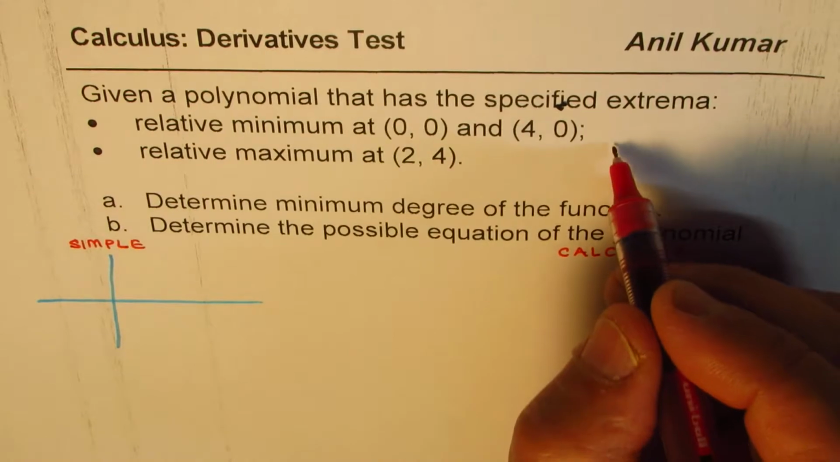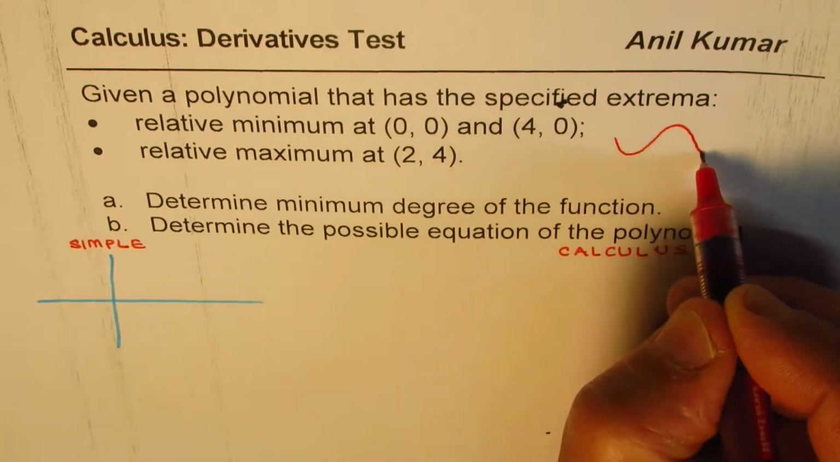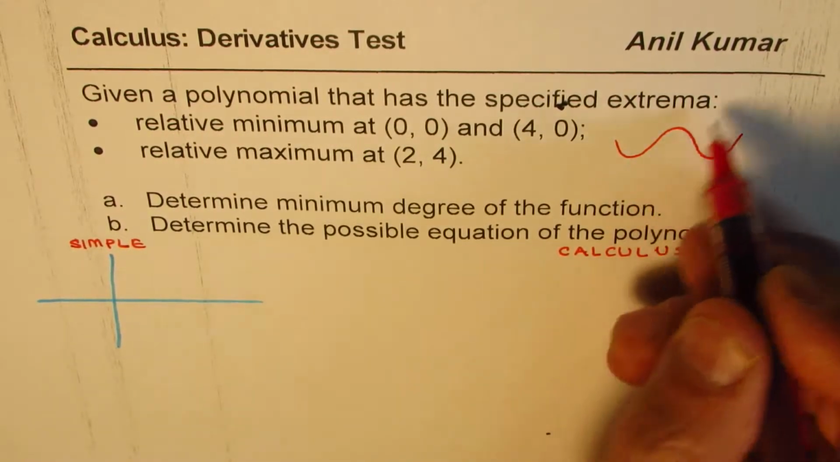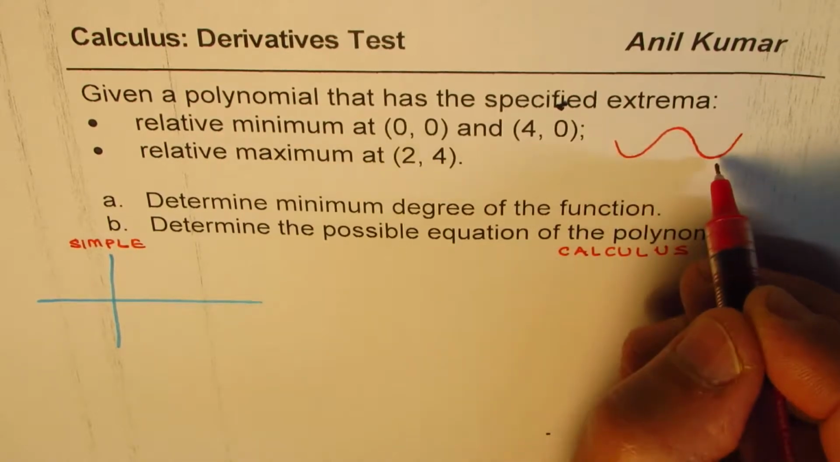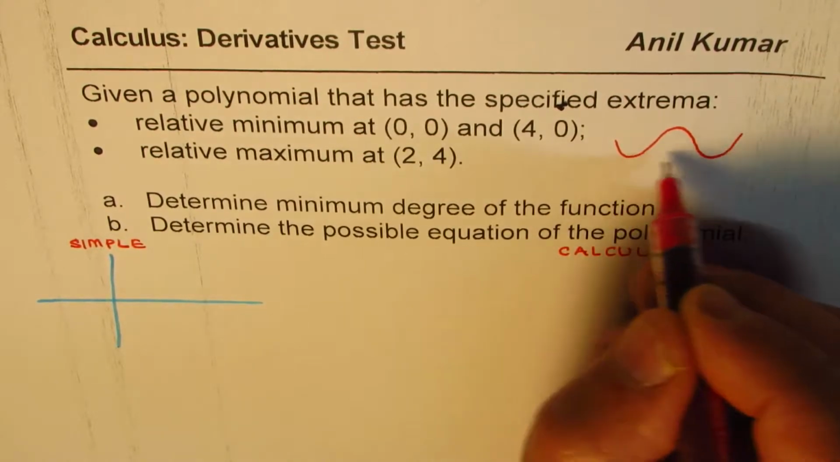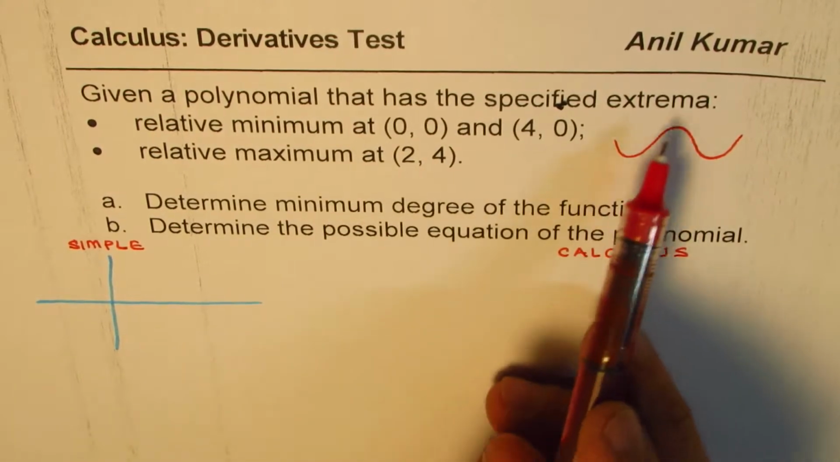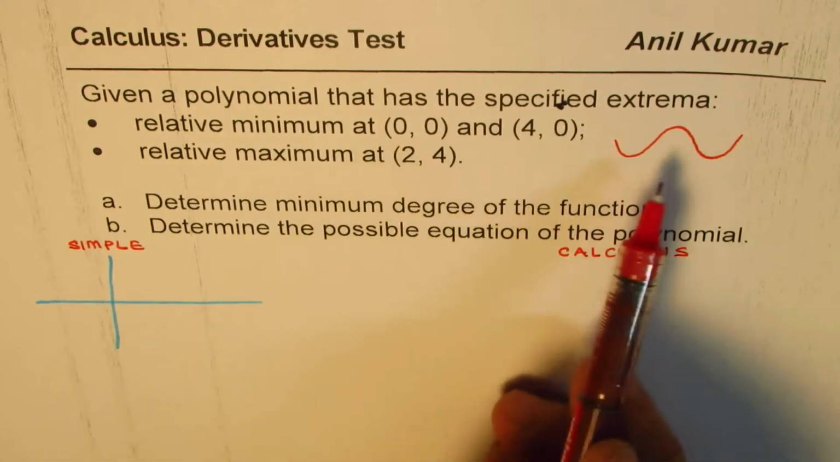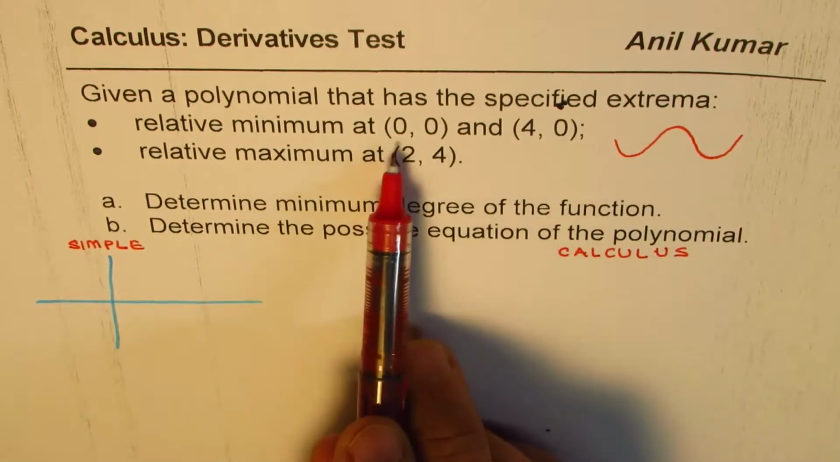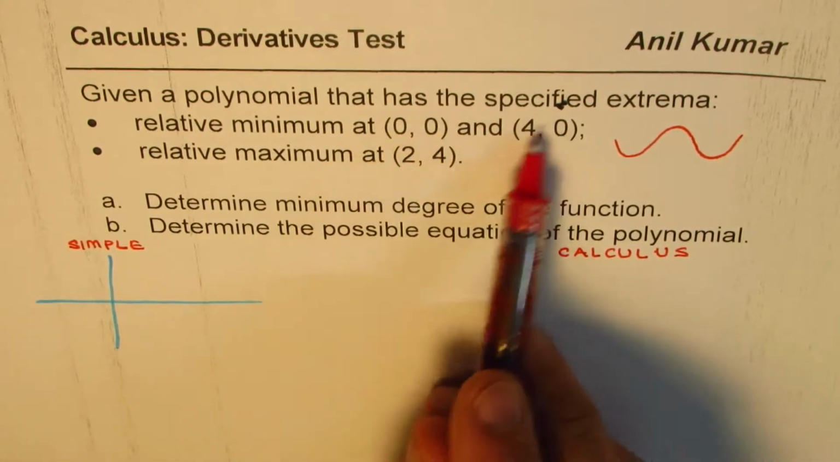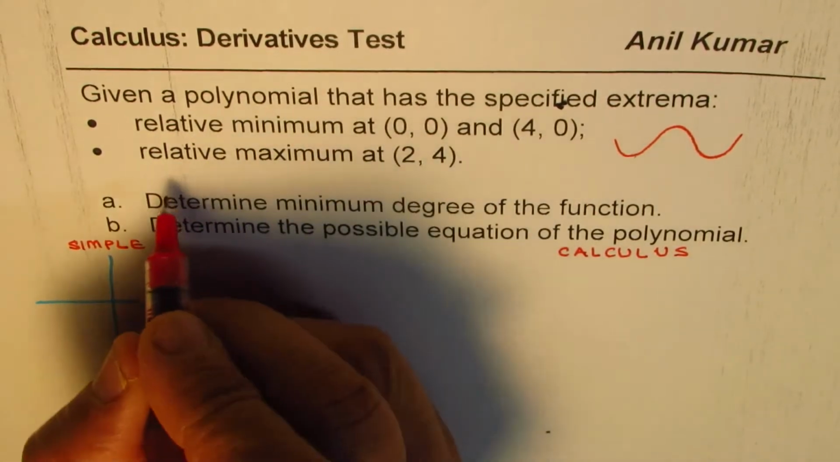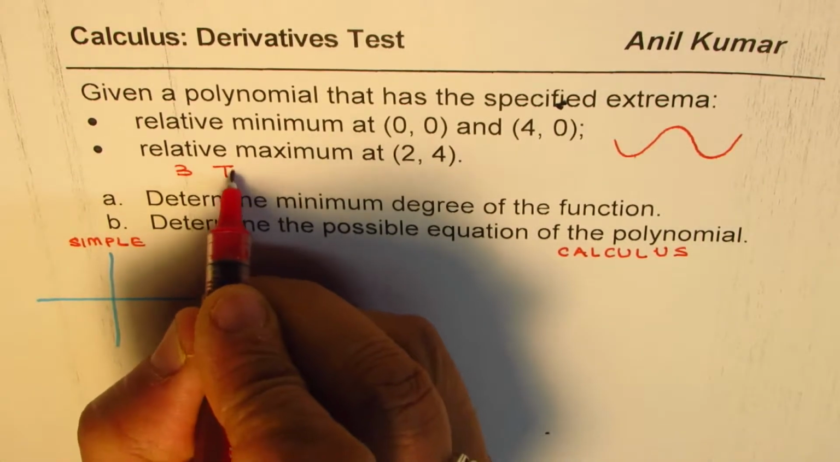So basically we're talking about something like this. Is that okay? It could be this way, it could be the other way also, right? So that becomes the minimum. Do you see that minimum? And one maximum. Do you get an idea? So we have kind of a graph which opens upwards. That's the kind of situation, and that really means we have three turning points.